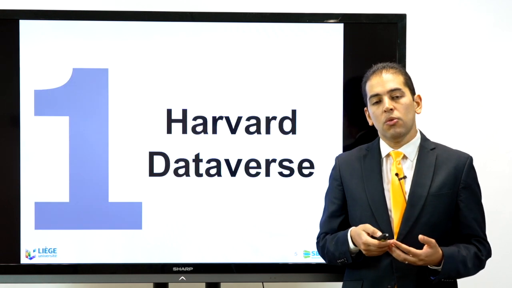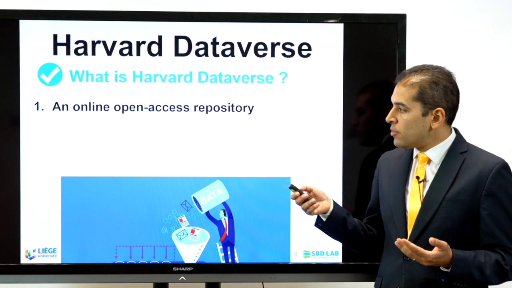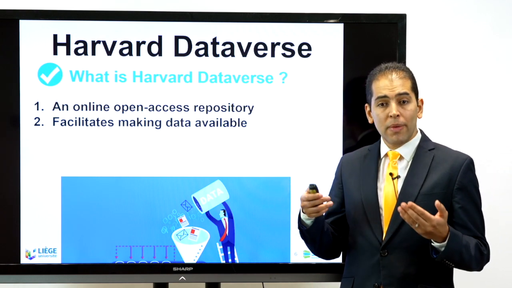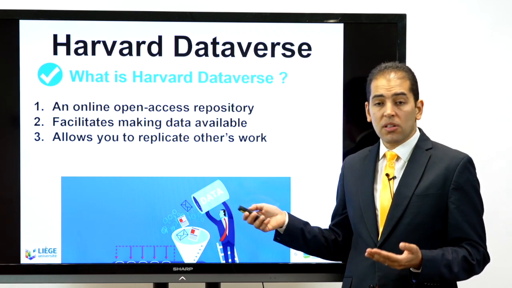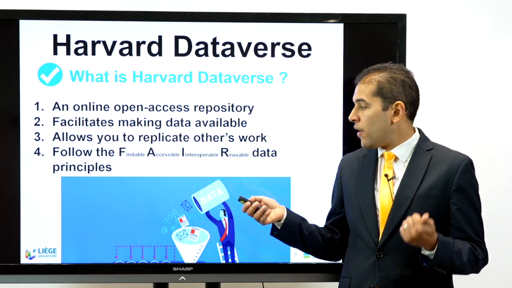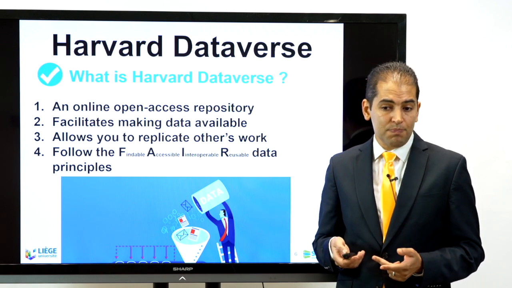So let's start with Harvard Dataverse repository. Well, Harvard Dataverse repository is an online open access repository. It facilitates making data available, and it also allows you to replicate others' work, and it follows the FAIR principles, which are mainly findable, accessible, interoperable, reusable data.